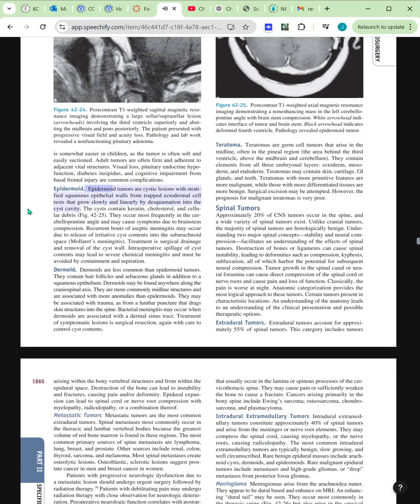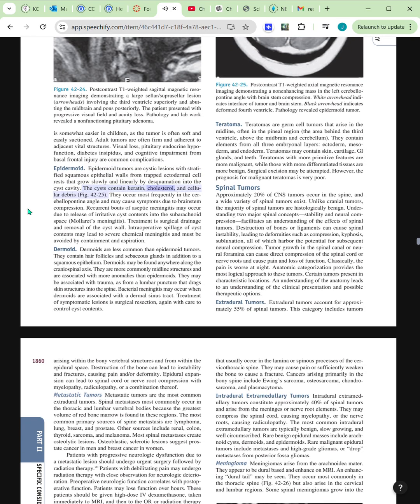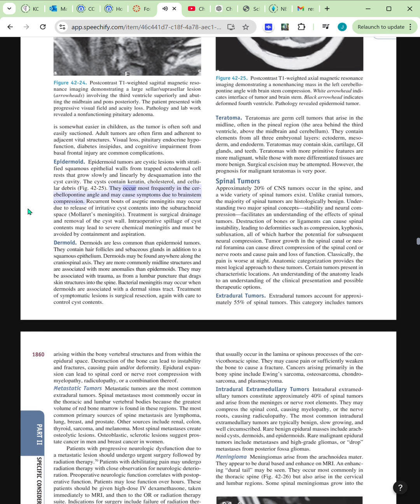Epidermoid. Epidermoid tumors are cystic lesions with stratified squamous epithelial walls from trapped ectodermal cell rests that grow slowly and linearly by desquamation into the cyst cavity. The cysts contain keratin, cholesterol, and cellular debris, Figure 42-25. They occur most frequently in the cerebellopontine angle and may cause symptoms due to brainstem compression.